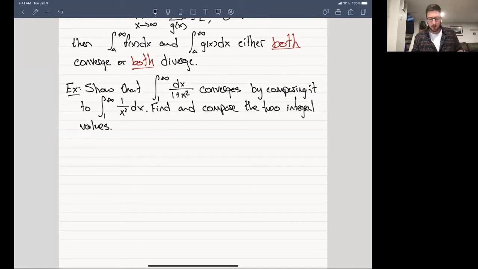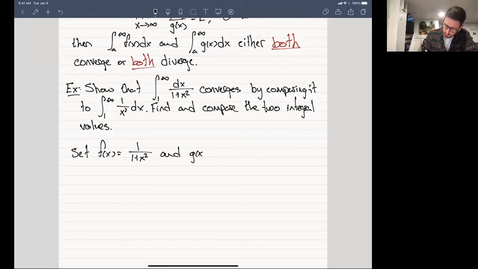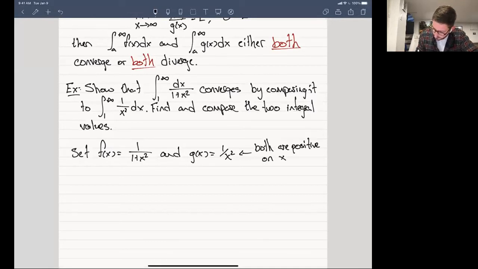Okay, well, in this case, we're going to have f of x equal to 1 over 1 plus x squared, and g of x equal to 1 over x squared. So the first thing that we need to do is state that these things are positive on the domain of integration. Of course, this is true. So both are positive on x greater than or equal to 1.